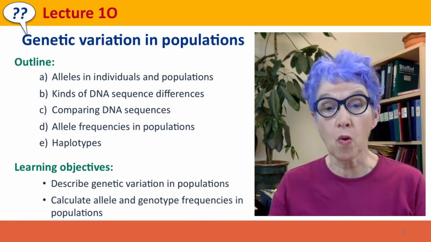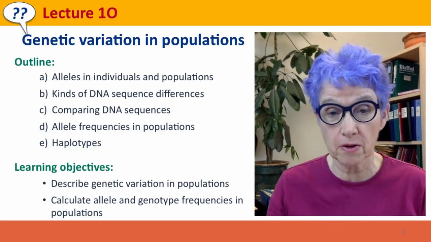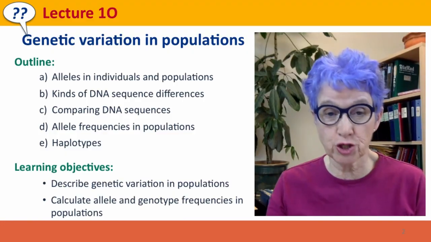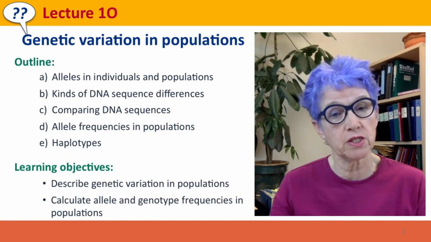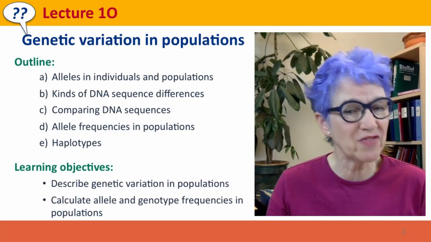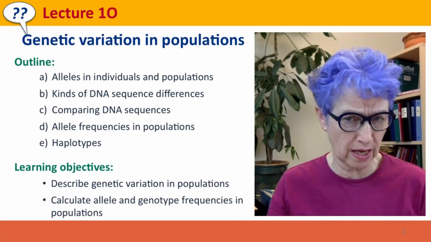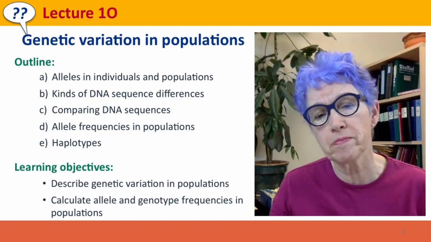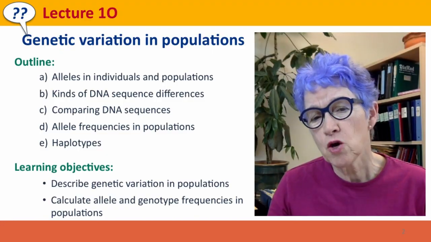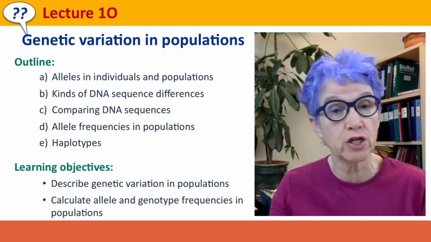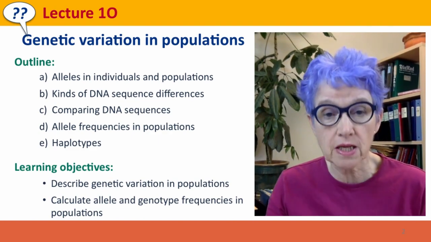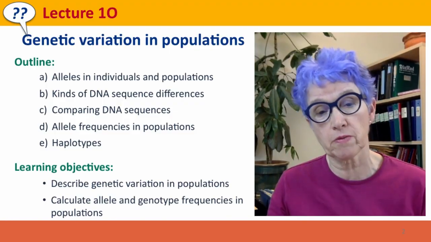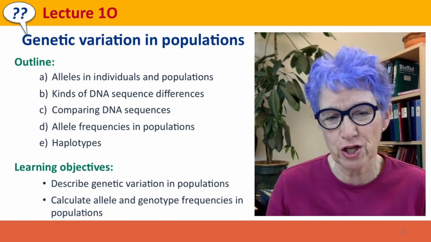This is Lecture 1.0, where we're finally getting back to talking about genetic variation in populations. We'll talk about alleles and genotypes in individuals and populations, and we'll consider kinds of DNA sequence differences, because most of the analysis I'll be talking about is built on looking at sequence differences. We'll talk about how we compare DNA sequences, and we'll think about allele frequencies and genotype frequencies, specifically in populations, introducing some new terms and a new concept, the concept of a haplotype, which is a kind of genotype.